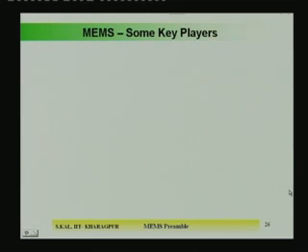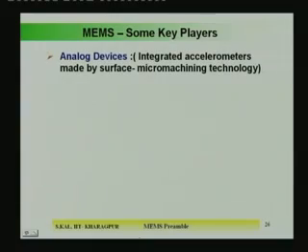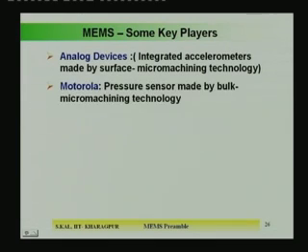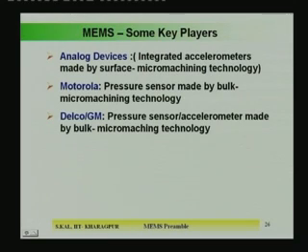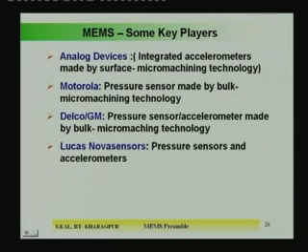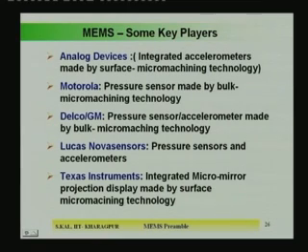Now, I will spend some time on the players in MEMS and microsystems. These are some key players around the globe who are working in this area and who are producing commercial MEMS devices. The first is Analog Devices. They concentrate on integrated accelerometers made by surface micromachining technology. Their major product is micro-accelerometers. Another player is Motorola. They concentrate on pressure sensors made by bulk micromachining technology. Others are Delco GM, again pressure sensors and accelerometers made by bulk micromachining technology. The other one is Lucas NovaSensor. They concentrate on pressure sensors and accelerometers, and Texas Instruments makes an integrated micromirror projection display by surface micromachining technology. The DLP projector's basic technology comes from TI. So, these are the major players.